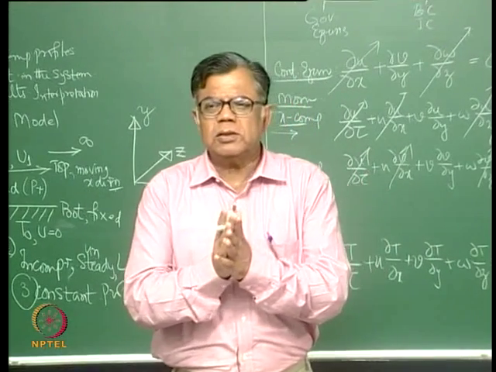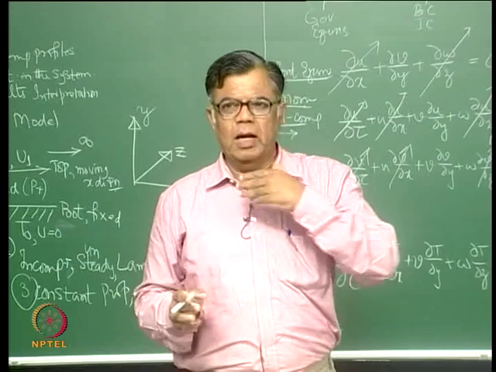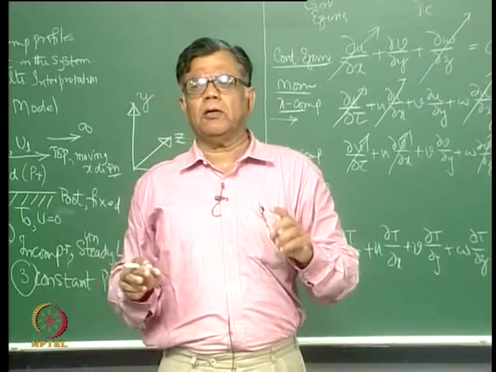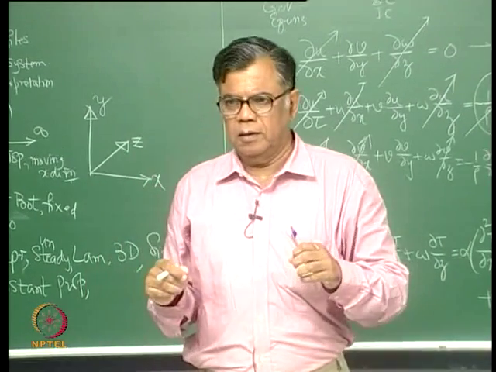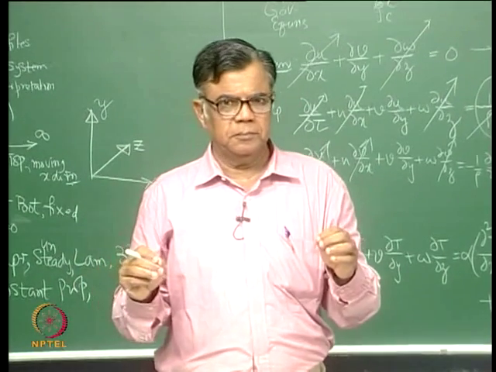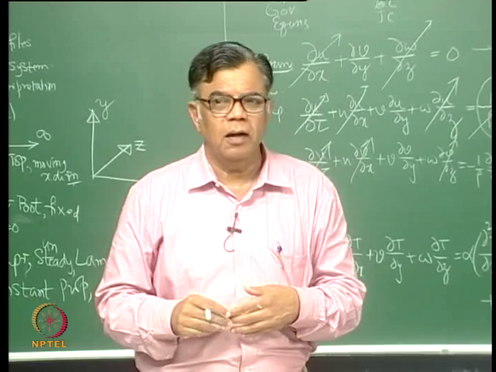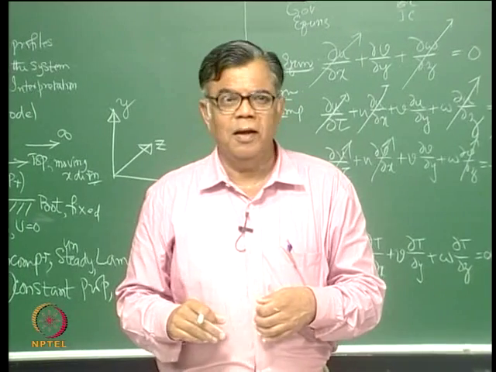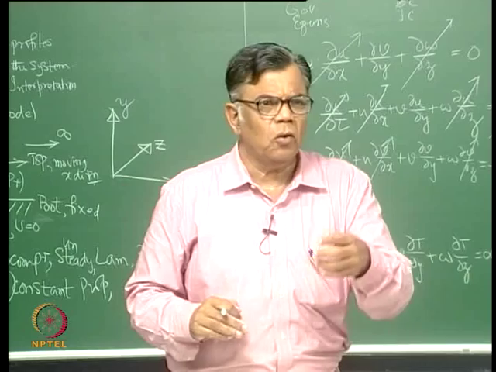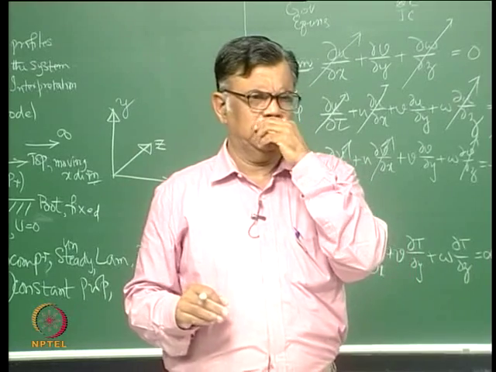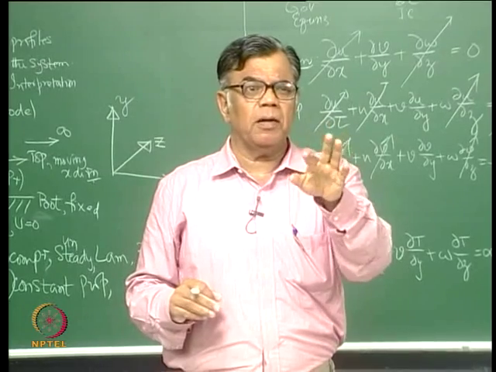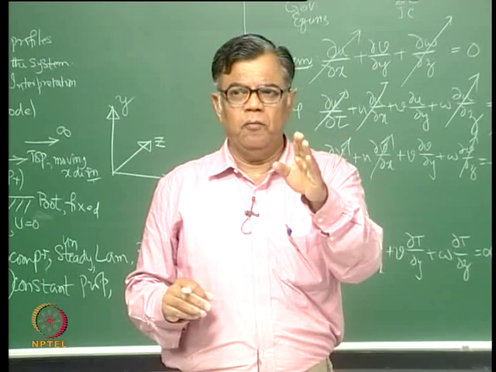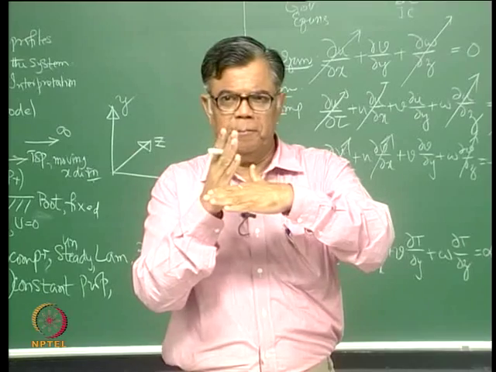Tell me the boundary conditions on V. At y equal to 0, please write down. At y equal to 0, what is V? Why? No penetration. No slip does not come under V. V equal to 0 is perpendicular to the plate.